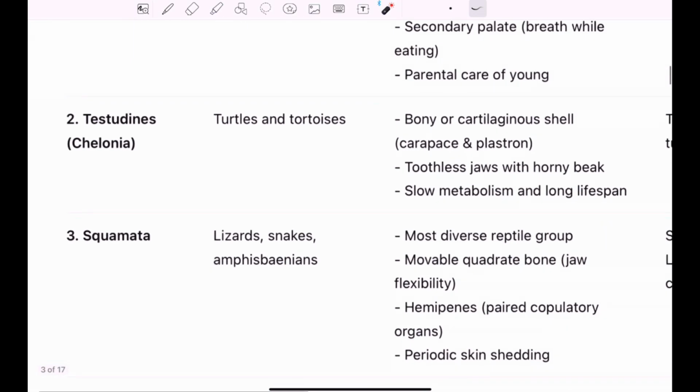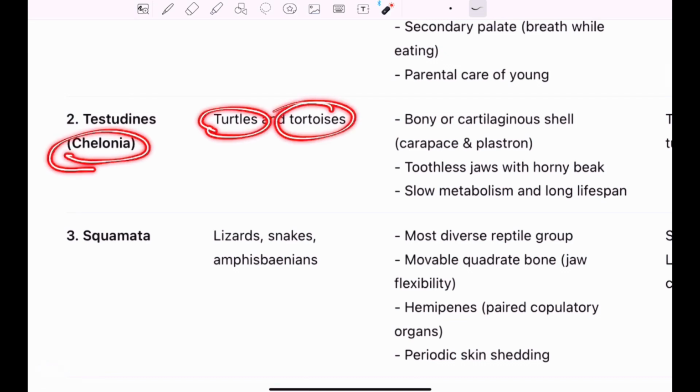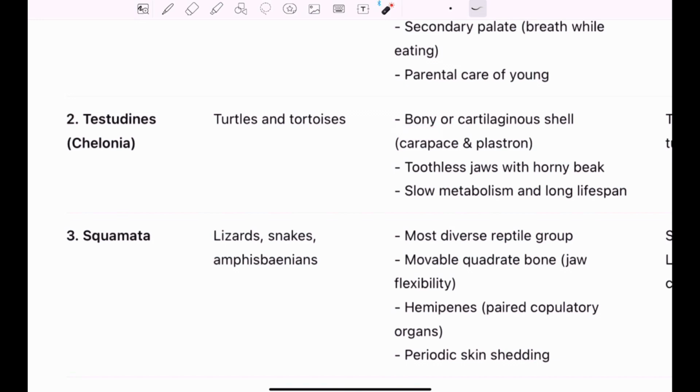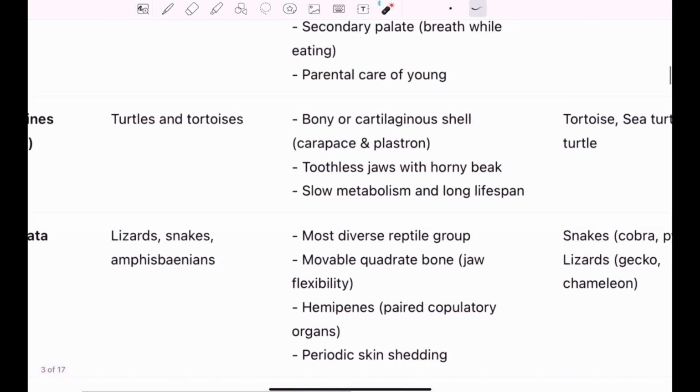Second one is the Testudines or the Chelonia, which includes the turtles and tortoise. They have a bony or cartilaginous shell. The upper portion of the shell is called the carapace. The lower portion is called the plastron. They are toothless. They have a horny beak. If you see closely, the tortoise has a horny beak. They have slow metabolism and longer lifespan. They are very, very slow.